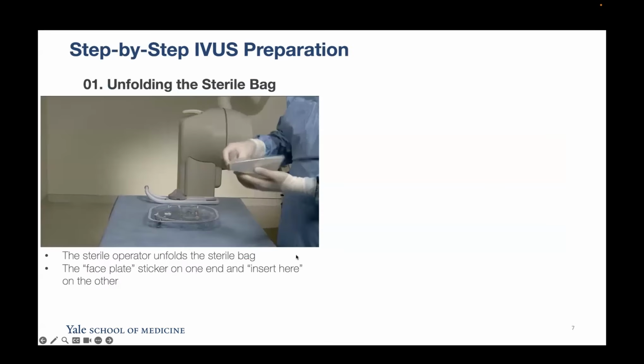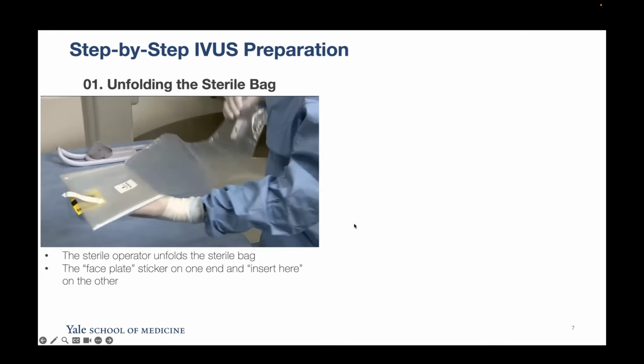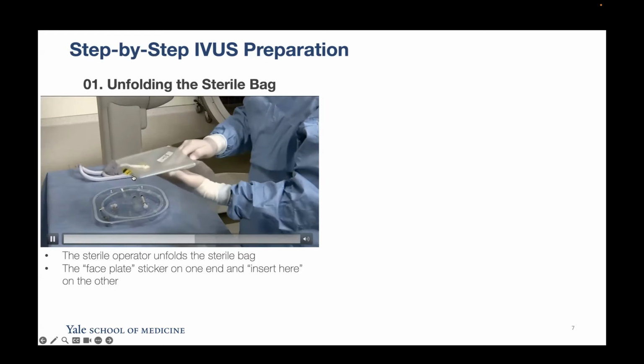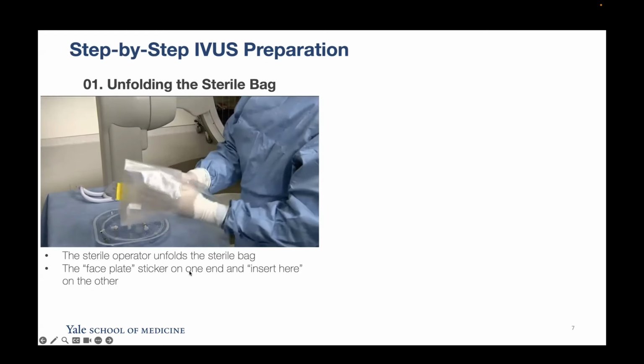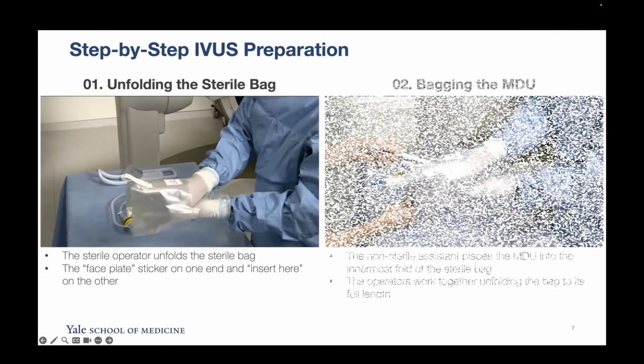I'd like to spend a few minutes describing the step-by-step for IVUS preparation. I'm going to focus on the Boston Scientific mechanical catheter, which is the one that requires more preparation. The Eagle Eye catheter is just plug and play. We don't need to do much. So first thing is unfolding the sterile bag that will come with the package. There are labels on the plastic bag. So there will be a faceplate sticker on one end and an insert on the other. So you just follow the instructions.